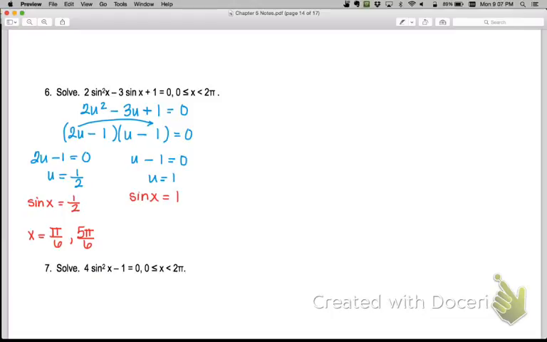And then for the sine of x, we are looking at positive 1. That's going to be at pi halves. So there's our other one. That's the only place that we are going to be able to get solutions.